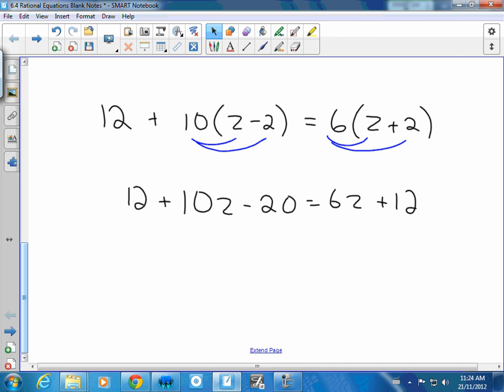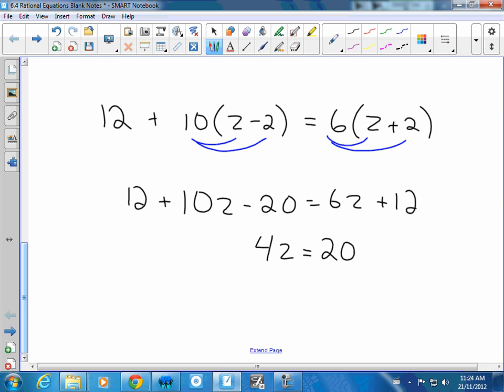10z minus 6z is 4z. 12 minus 20 is negative 8. Throw it over to the other side, it becomes positive 8. 12 plus 8 is 20. Oh, wow. Divide both sides by 4. Z equals 5.